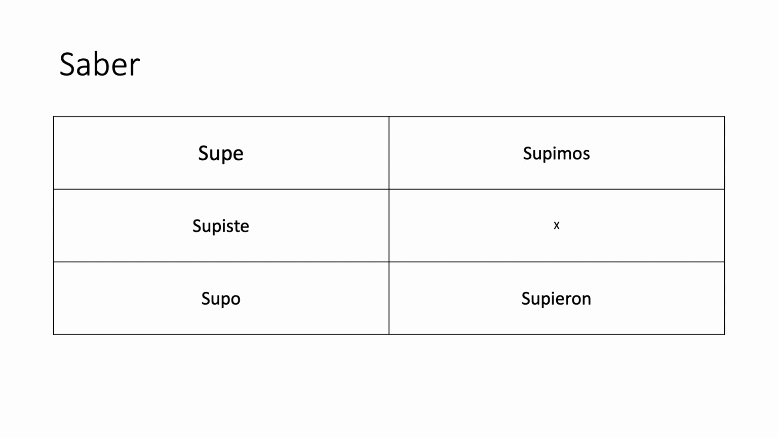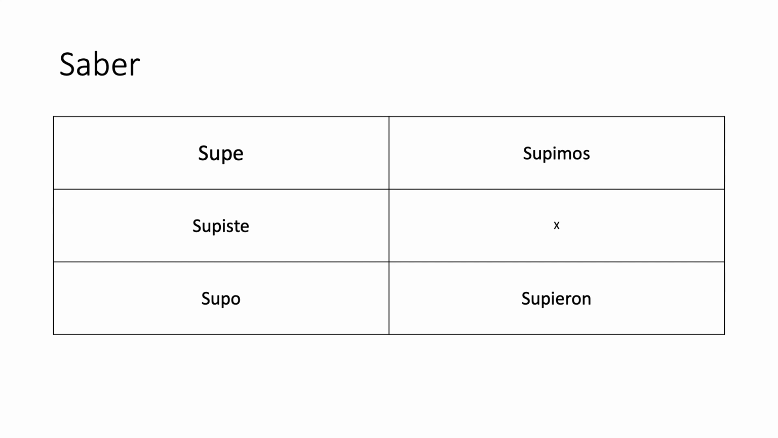Finally, we have saber, to know, or in the past you knew something. It changes to a P. So it's super in the past, to know things. It's super to know things. Supe, I knew. Supiste, you knew. Supo, he or she knew. Supimos, we knew. And supieron, they knew.